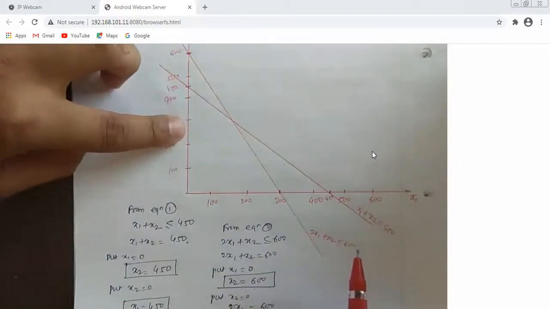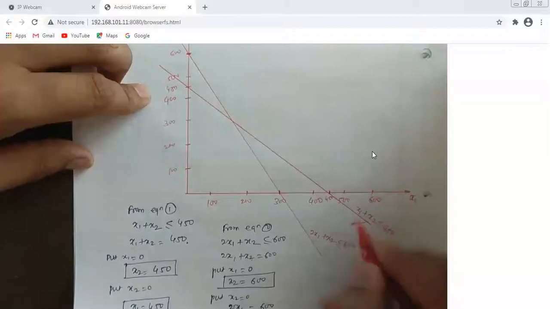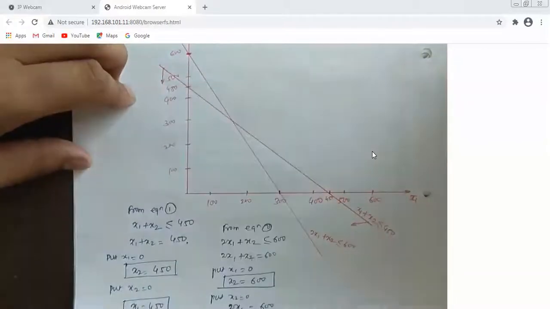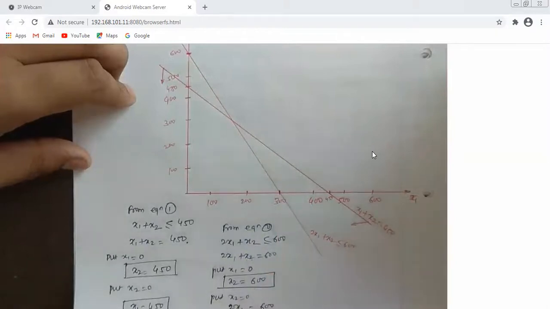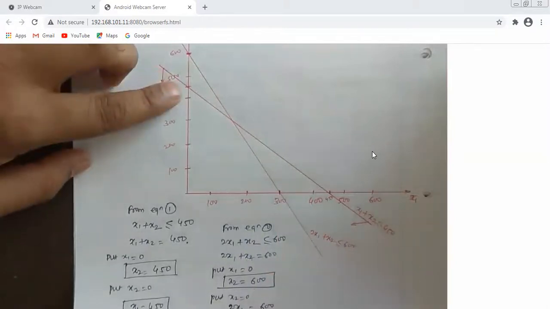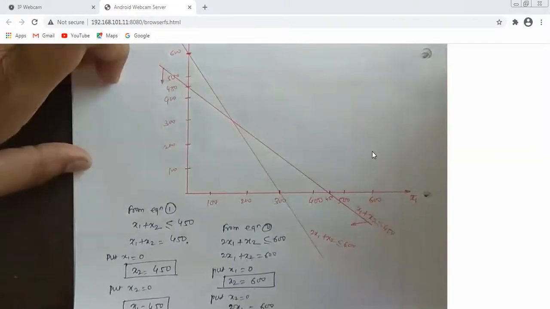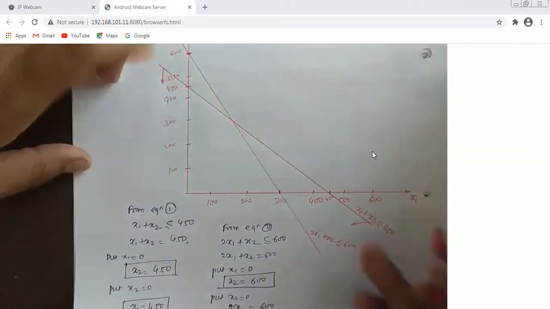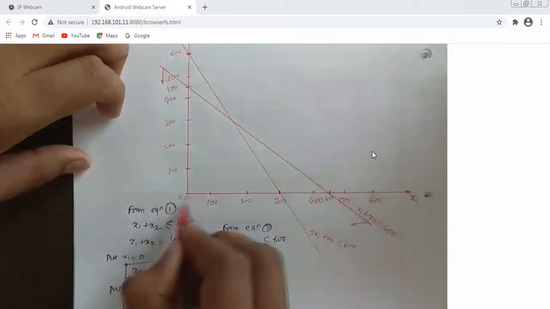So what I told you, when we are getting this kind of case, then the solution is always towards the origin, because the value of x1 should be either 450 or less than 450. It will not be more than 450. Similarly, the value of x2 may be either 450 or less than 450. It will not go beyond 450. So we can say that the solution will be towards the origin. So this is our origin 0, 0.